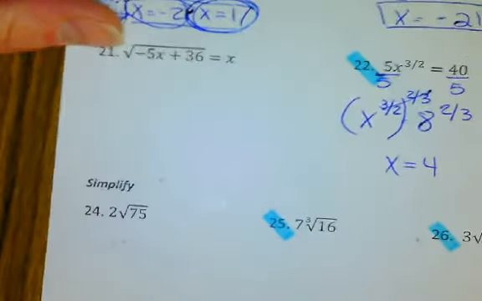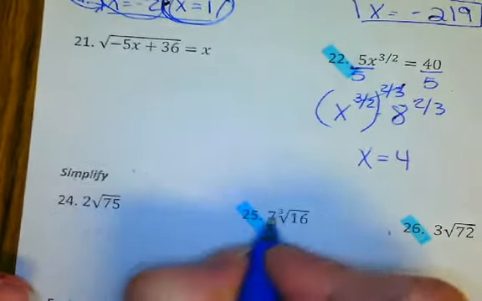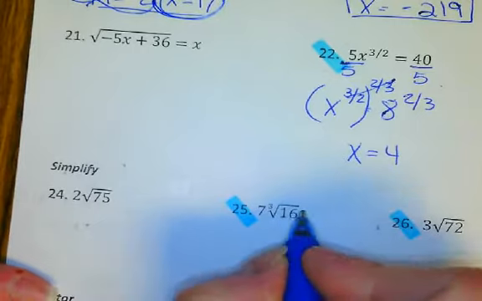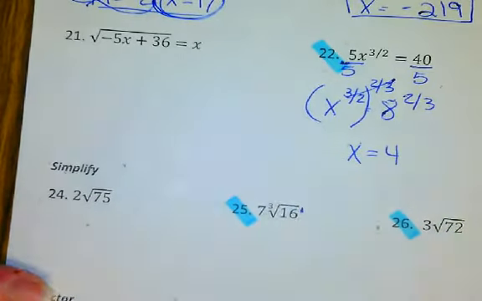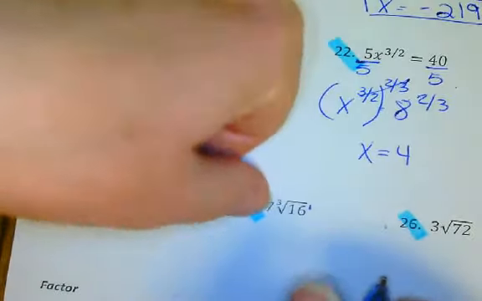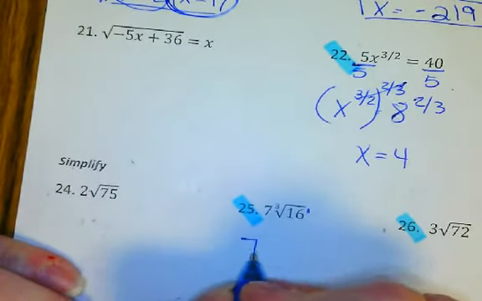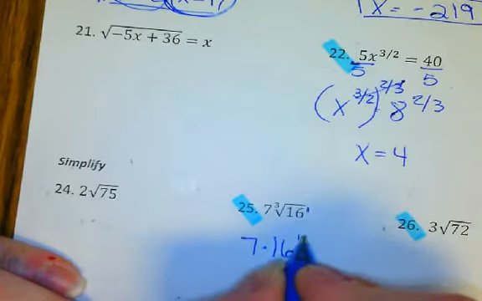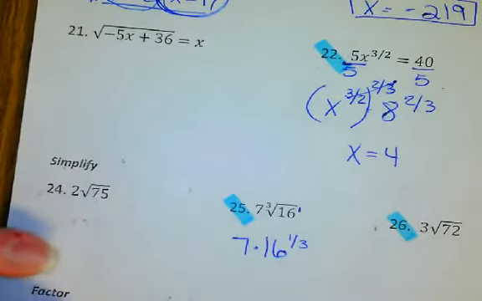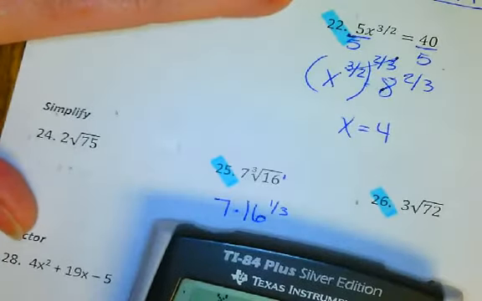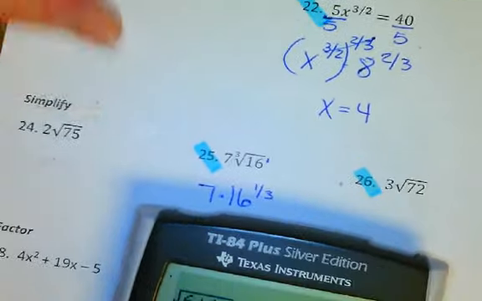Okay. Alright, so on 25, all we're doing is we're simplifying there. So again, there's a 3 there. So anytime you have just a number, remember there's a 1 there. Now, I can also remember I'm doing a cube root. So really what I have here is 7 times 16 to the power of 1/3. Now you could just put that 16 to the power of 1/3 in your calculator.